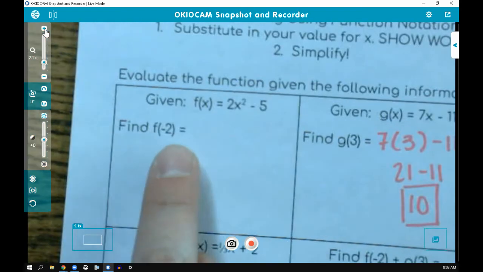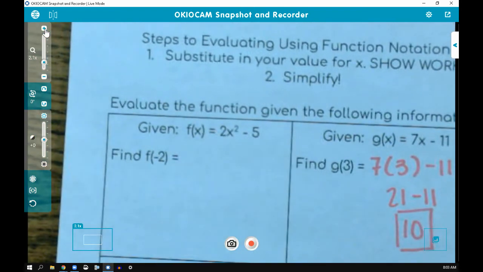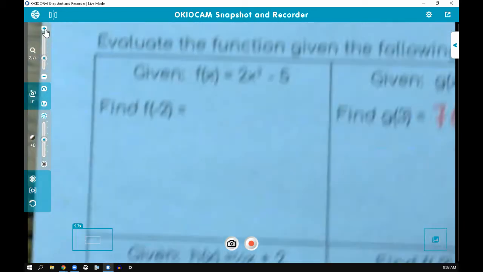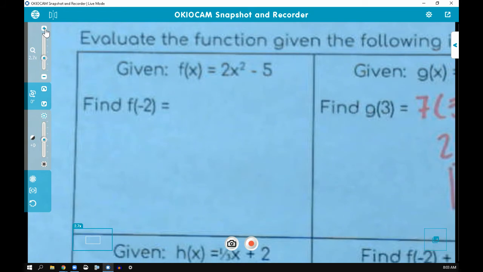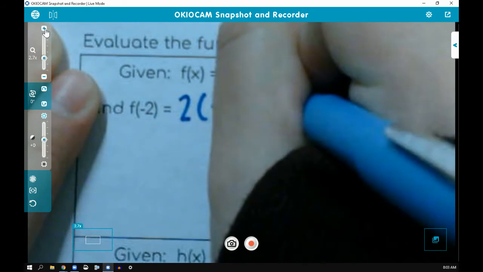Okay, we're going to move on to this one then. I saved this one because it's a negative and there's an exponent. So given f of x equals 2x squared minus 5, we want to find f of negative 2. We're going to plug negative 2 in for x, and we need to plug it in parentheses. So we're going to have 2 times negative 2 squared minus 5.